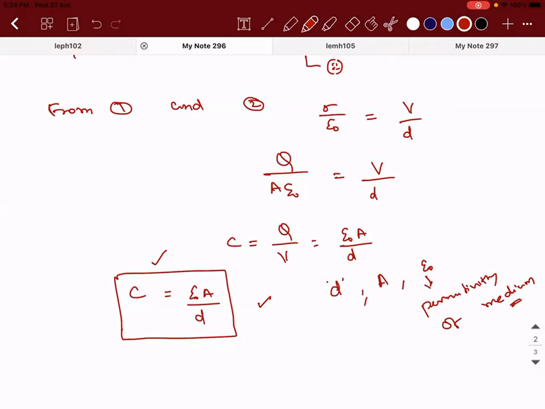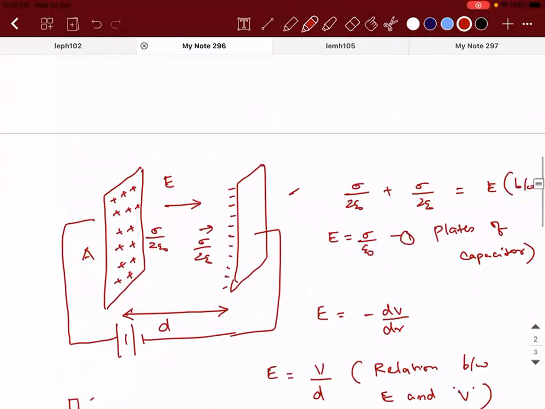Right. Now, shall I move on to the next topic? So what is the heading? This is the capacitance of a parallel plate capacitor. Please write down the heading there. If they ask you the derivation, these are the steps that you need to follow. Capacitance of a parallel plate capacitor.